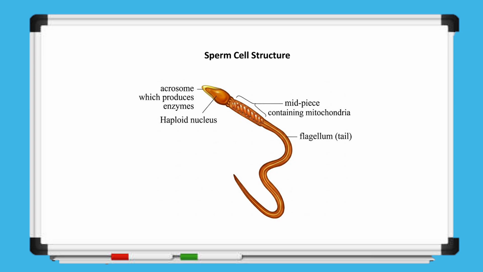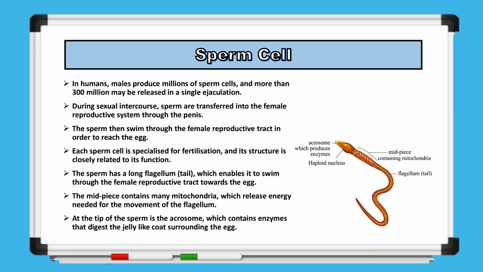Overall, the sperm cell is a very small and specialized cell. It contains only the essential structures needed for movement and fertilization, which helps it travel quickly and efficiently toward the egg. Generally, when talking about sperm cells, they are the male reproductive cells responsible for fertilization. In humans, males produce millions of sperm cells, and more than 300 million sperm may be released during a single ejaculation. During sexual intercourse, these sperm cells are transferred into the female reproductive system through the penis. After entering the female reproductive tract, the sperm swim through the reproductive passages in order to reach the egg.